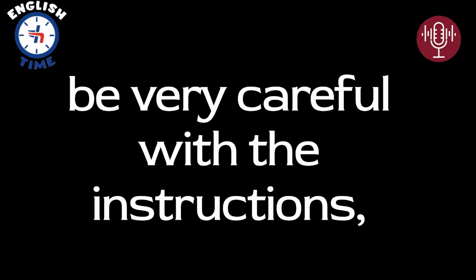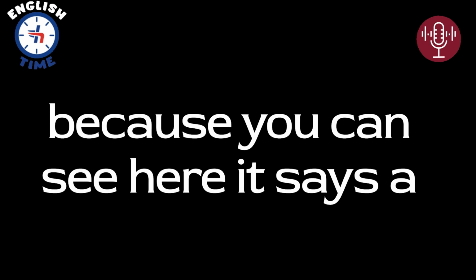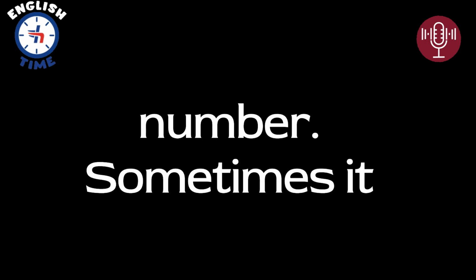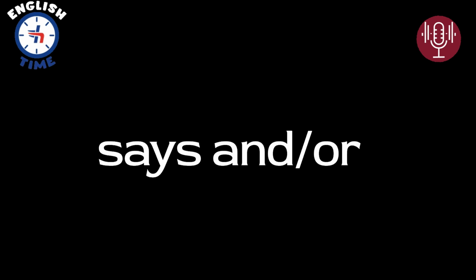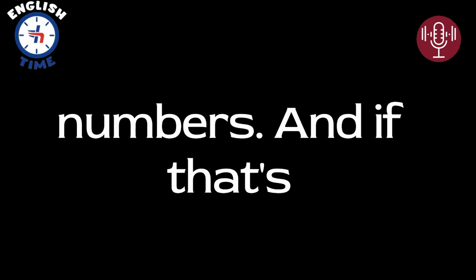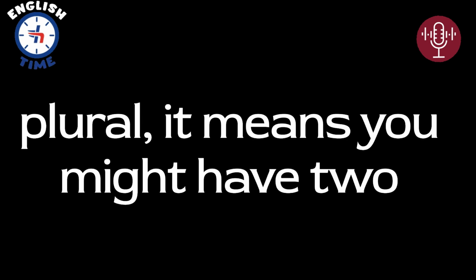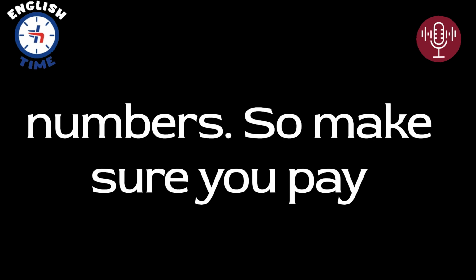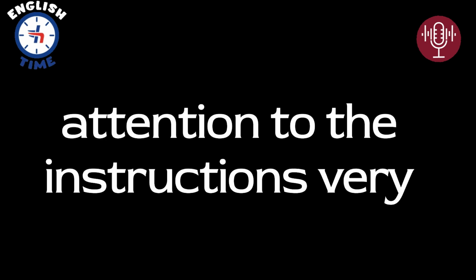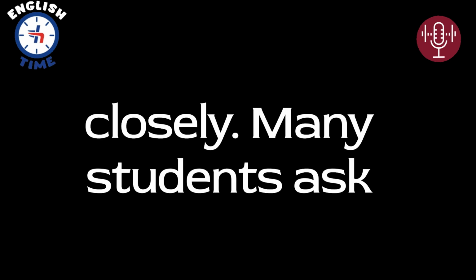Now be very careful with the instructions, because you can see here it says a number. Sometimes it says and or numbers. And if that's plural, it means you might have 2 numbers. So make sure you pay attention to the instructions very closely.